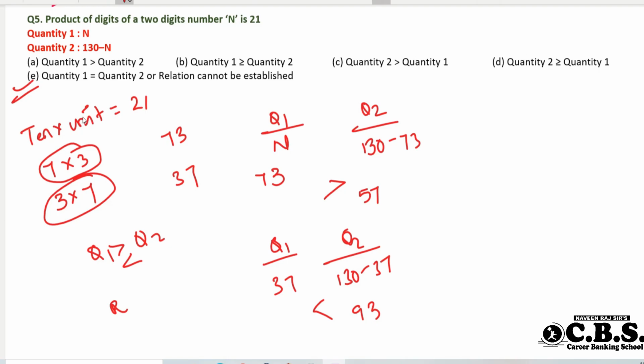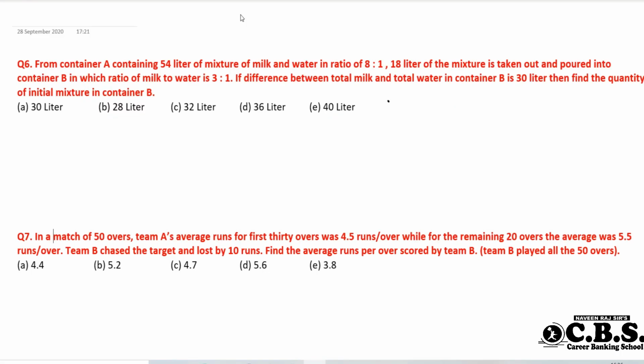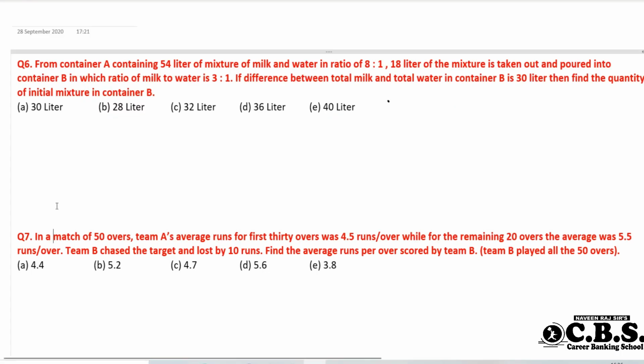Get my point? So the product is 21. One number is 7 times 3 in one case and 3 times 7 in the other. One number is 73, the other number is 37. So they are giving two different answers and two different comparisons, and those comparisons are oppositely complementary. So no relation can be established. That option is the right answer. This is the way to answer a data sufficiency question. Get my point? Let's get into the next question of the paper.